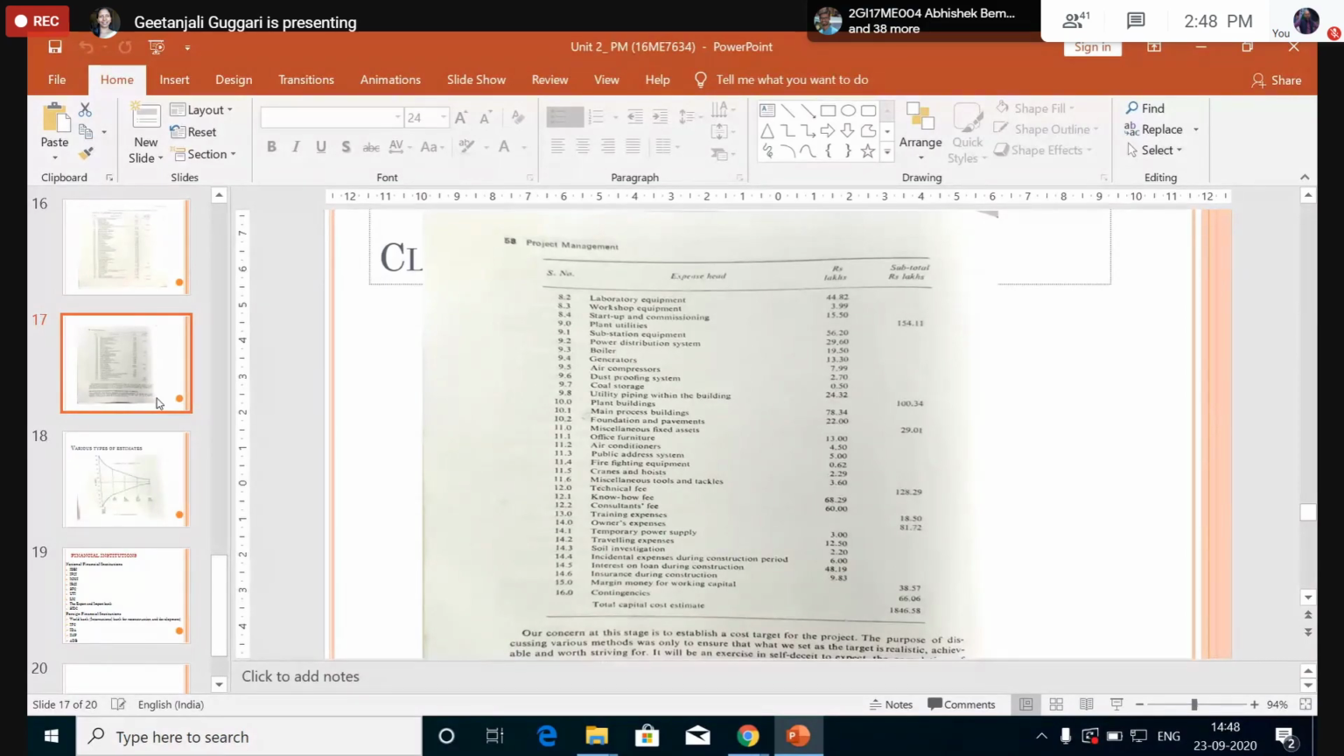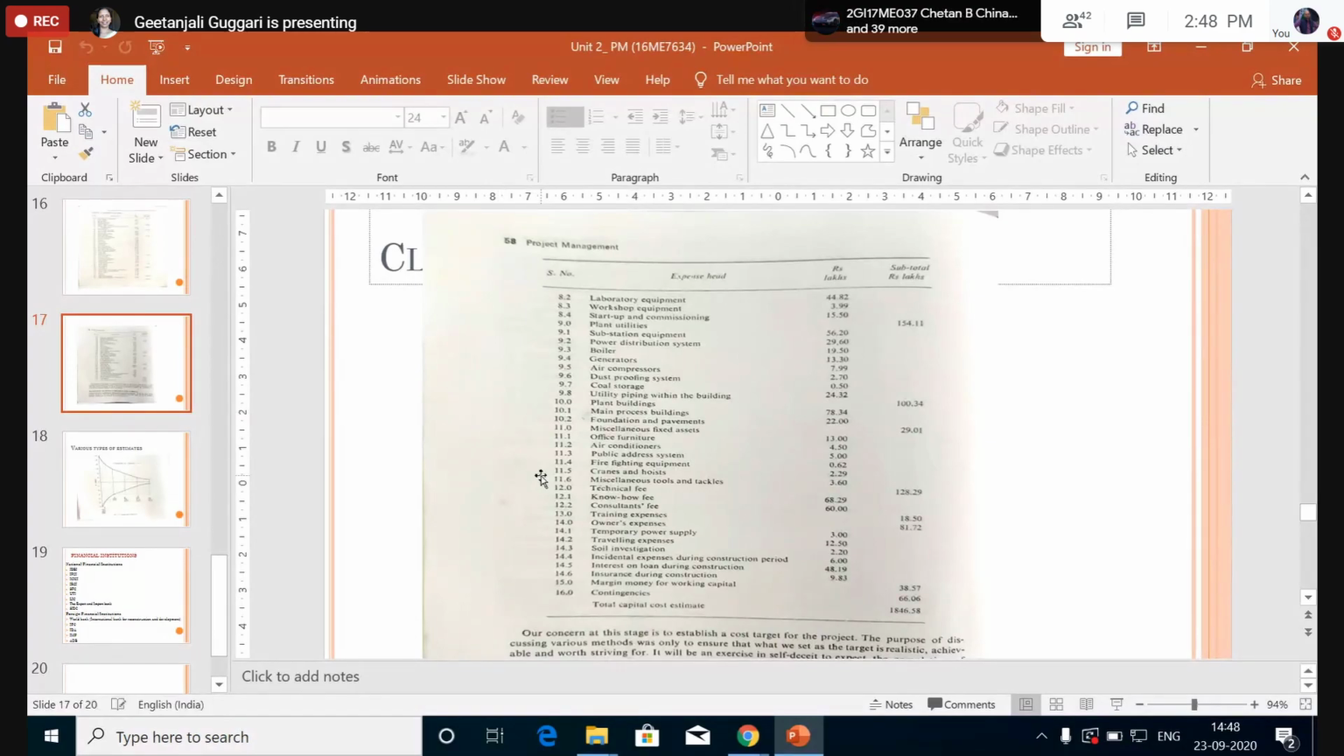Generators, air compressors, the cold storage, or the utility piping, depending on the type of project you are going to complete. So the main process buildings, the foundation and the pavements of the machineries, the firefighting equipments. So each and every equipment, whether it is directly affecting or indirectly, that we are utilizing, each and every stage, the estimation needs to be done.